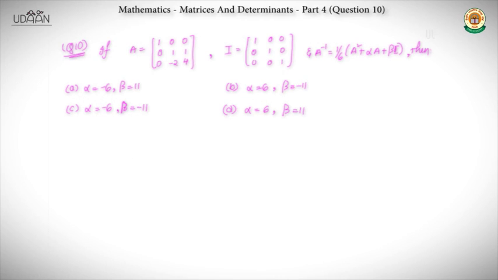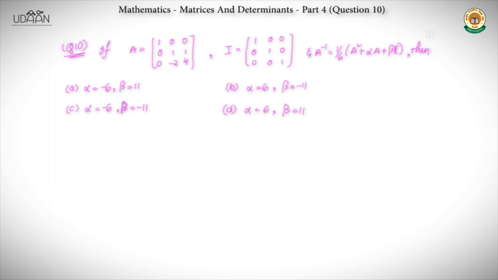All right, so we have question 10 here which says A is a given 3 cross 3 matrix with rows 1 0 0, 0 1 1 and 0 minus 2 4, and I is the 3 cross 3 identity matrix. Then this relation is given that A inverse is equal to 1 by 6 times of A square plus alpha A plus beta I. Options are given: alpha is equal to minus 6 and beta is equal to 11, alpha is equal to 6 and beta is equal to minus 11, alpha is equal to minus 6 and beta is equal to minus 11, and alpha is equal to 6 and beta is equal to 11.